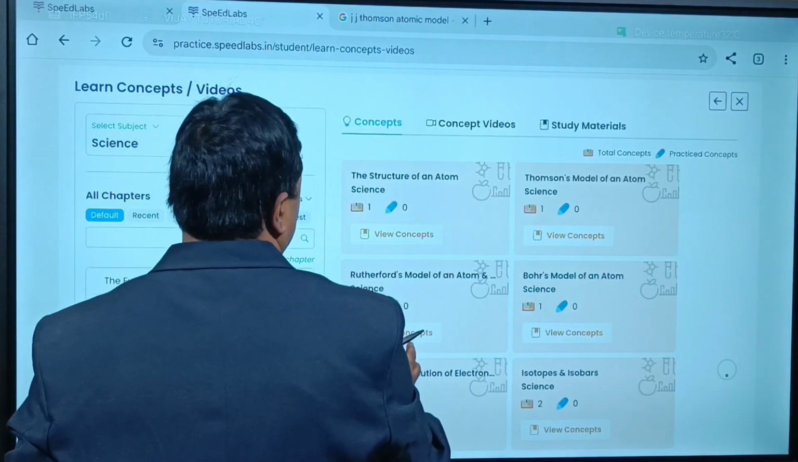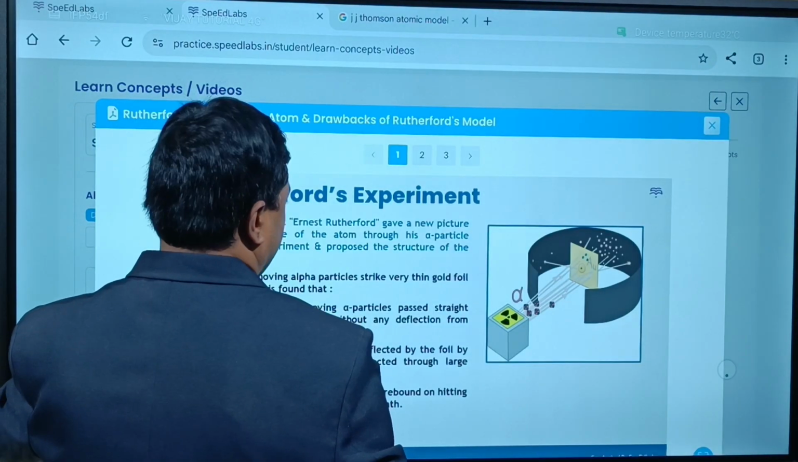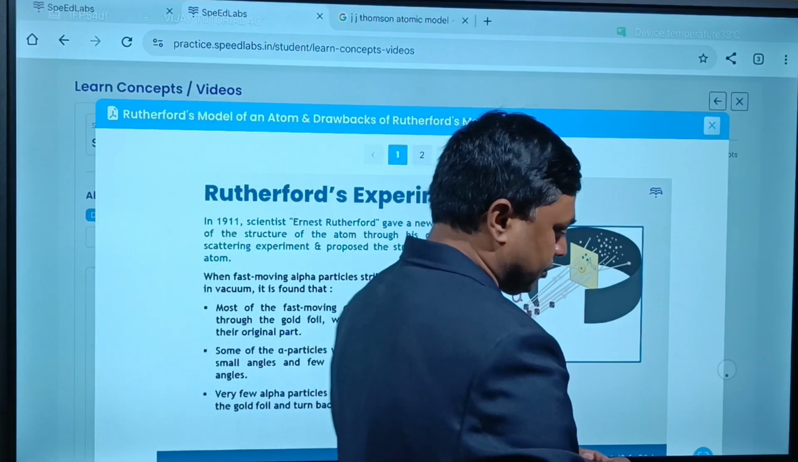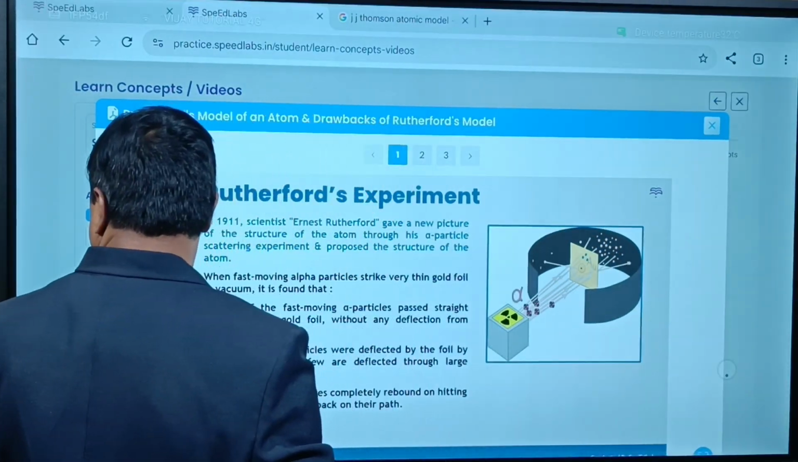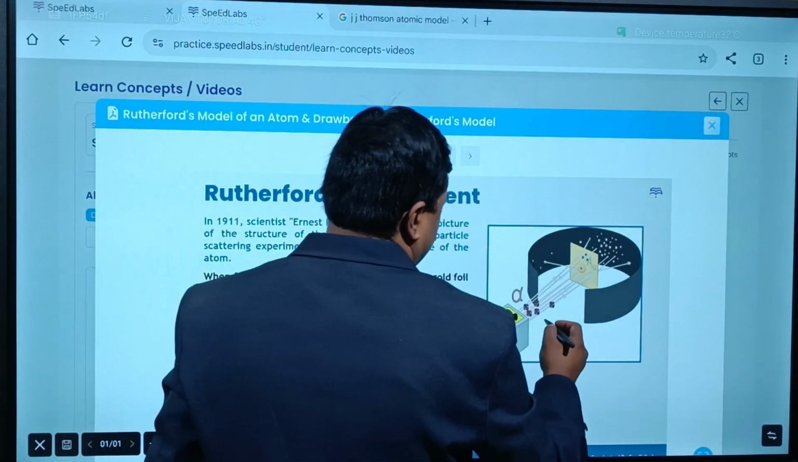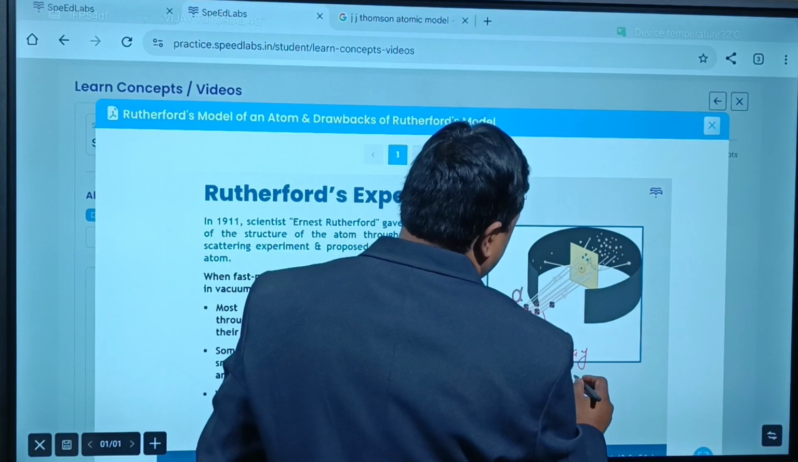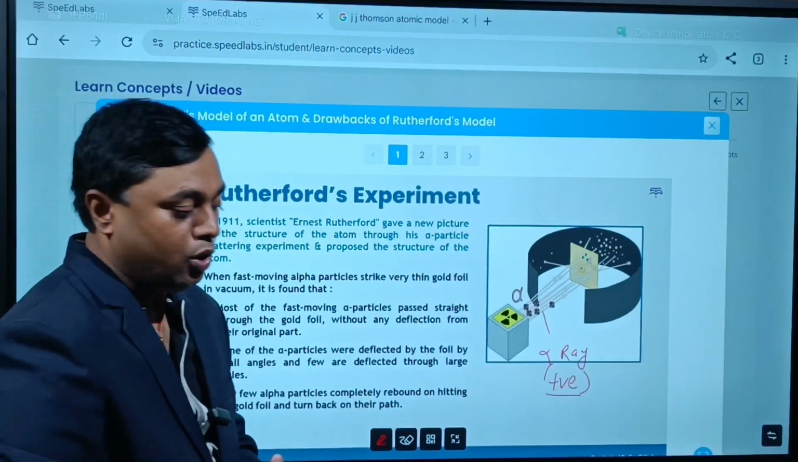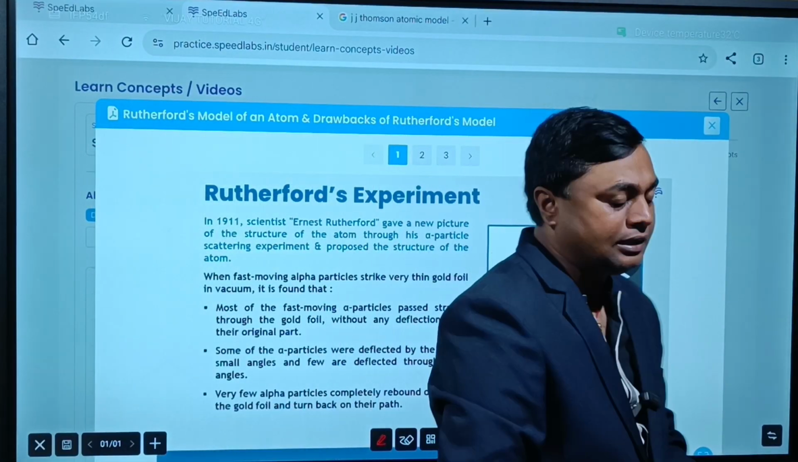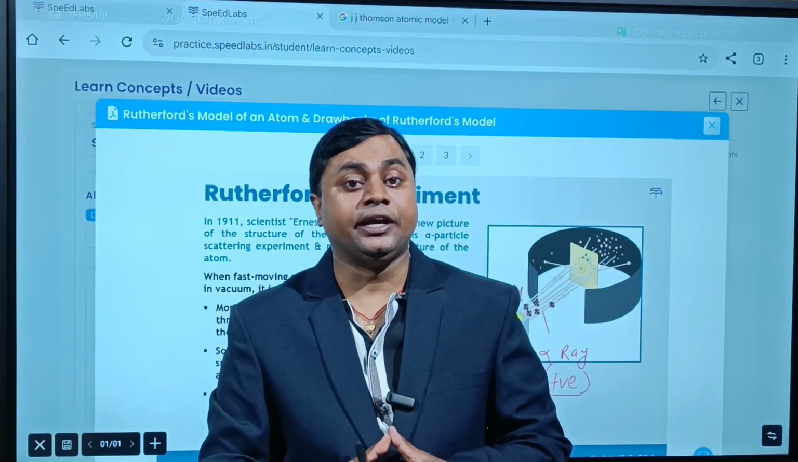Next, we talk about the Rutherford gold foil experiment. What Rutherford did, he took alpha rays. Alpha rays are nothing but positive rays. These are the alpha rays. He passed the alpha rays through the atom of gold. What he noticed was that most of the alpha rays pass through the foil without any deflection.